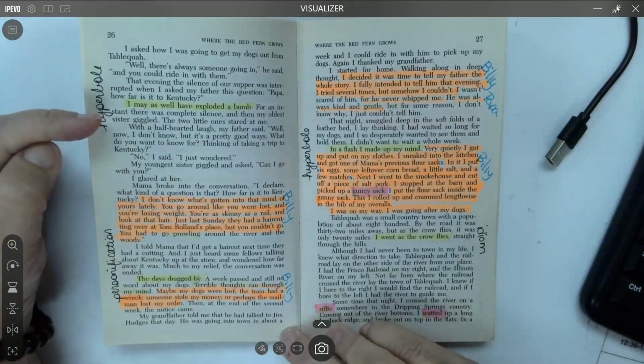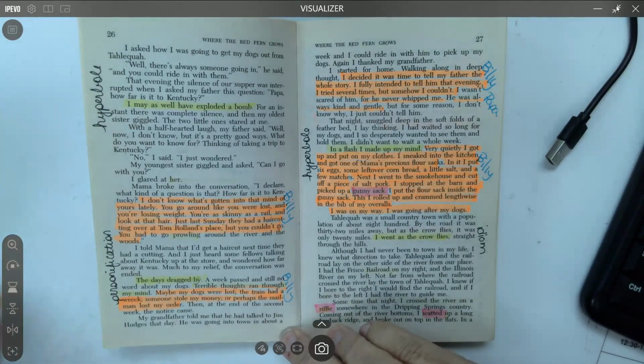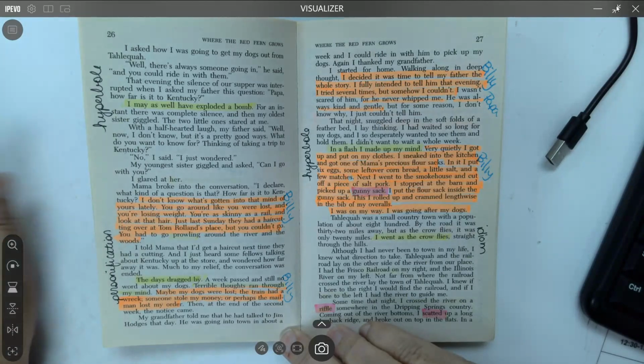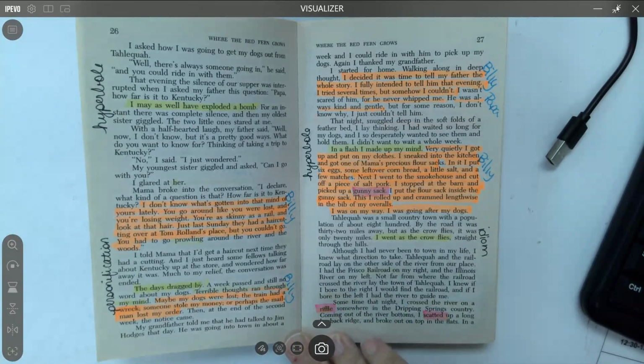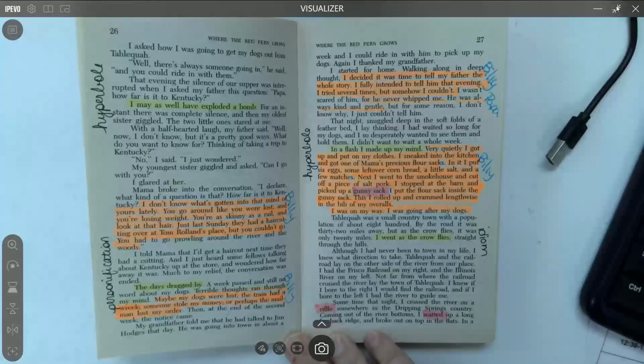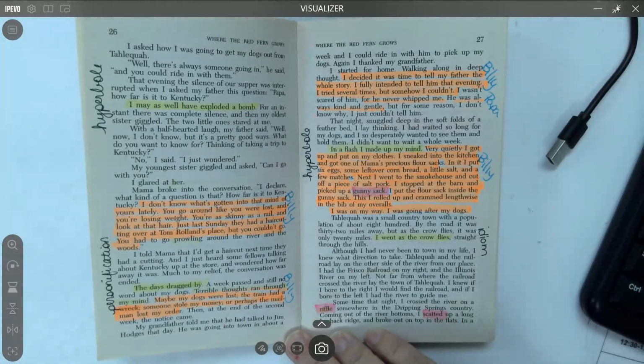We have a hyperbole where it says, "I may as well have exploded a bomb." Oh, in 7th grade, I meant to tell you, when I turn the page, after you get all your highlighting done, you can pause or unpause the video as you need to get all that taken care of.